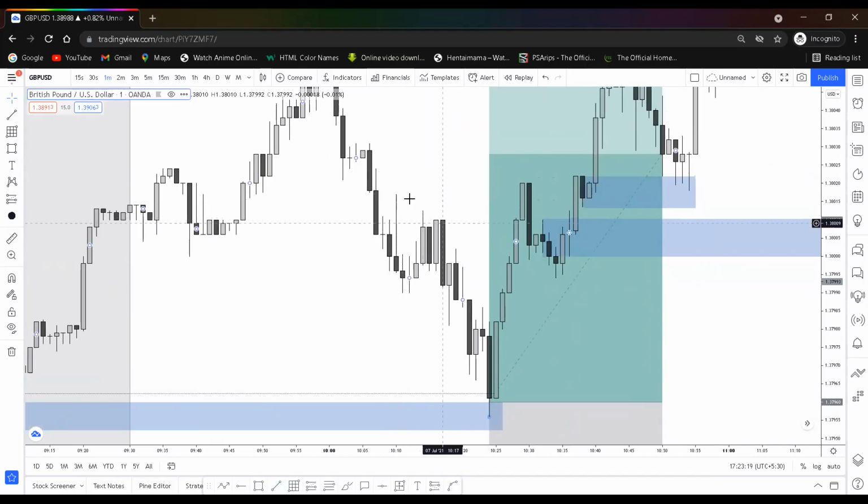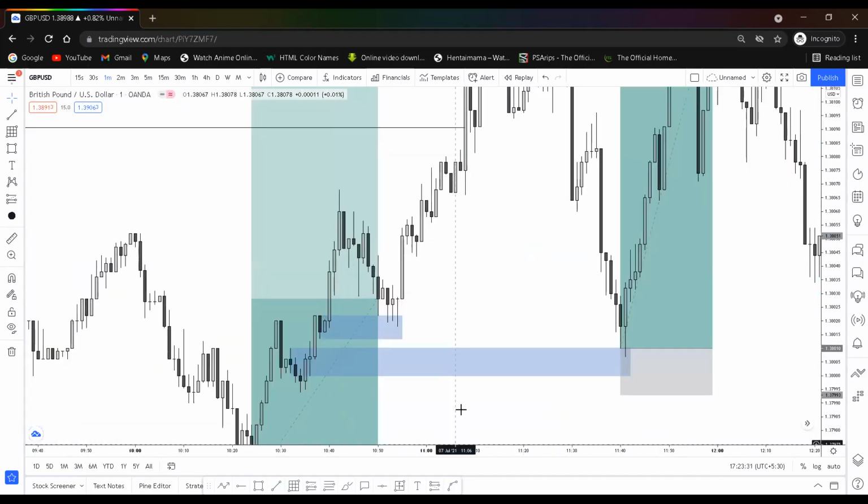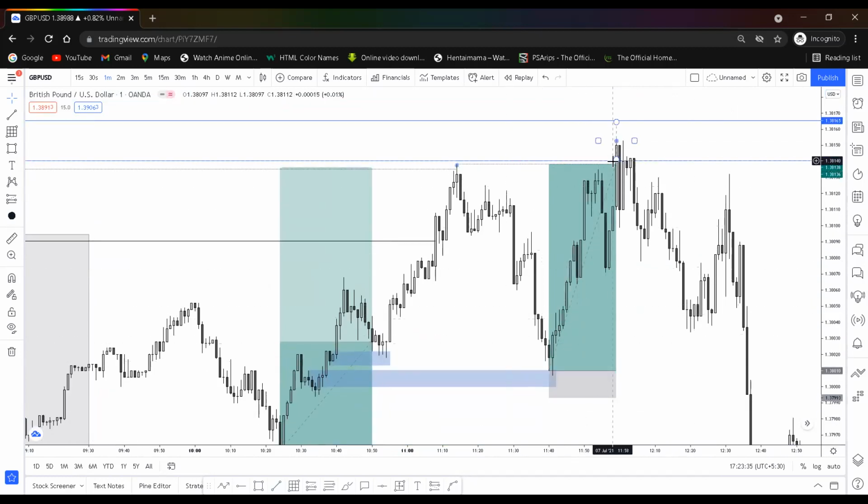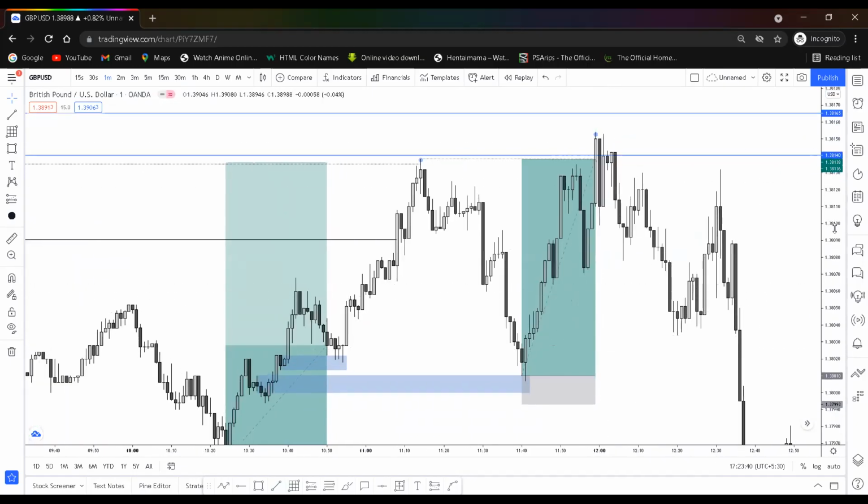Some people, some dumb people, have sold here. That's why they get FU'd. With the FU candle, you see where the liquidity was, because they'll do this all the time. And then price went back up, and then it took out this trap, and then tapped into the imbalance.